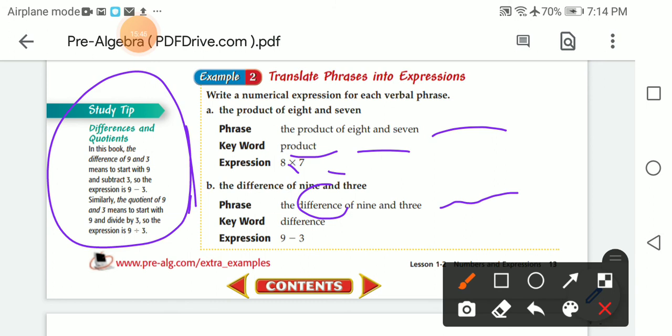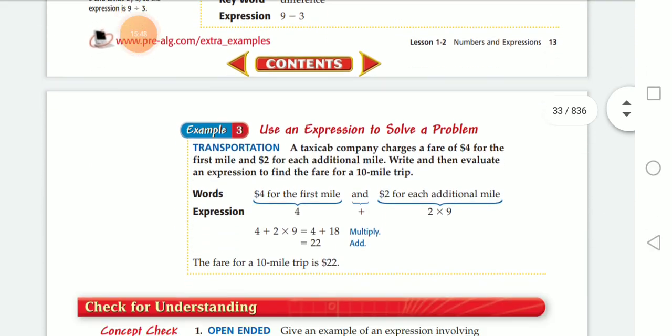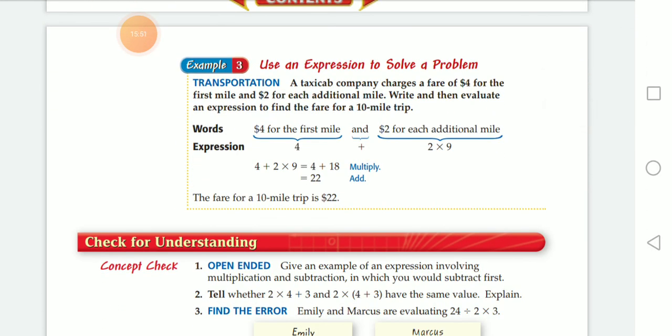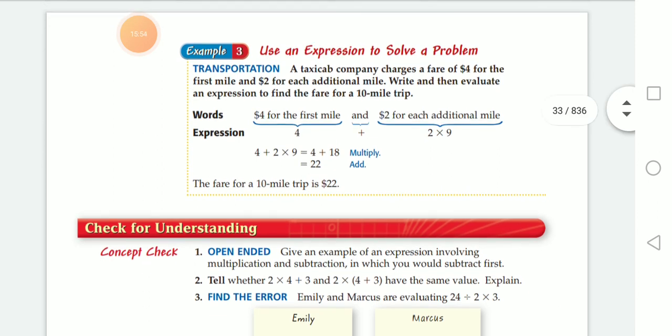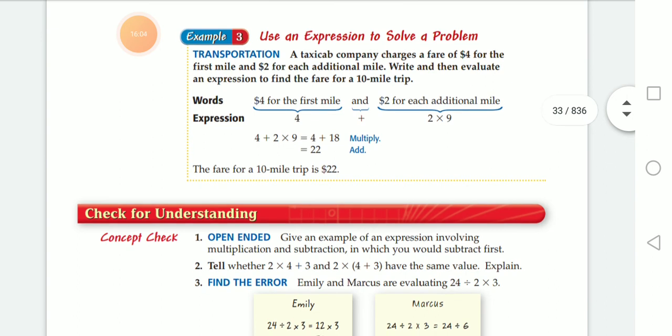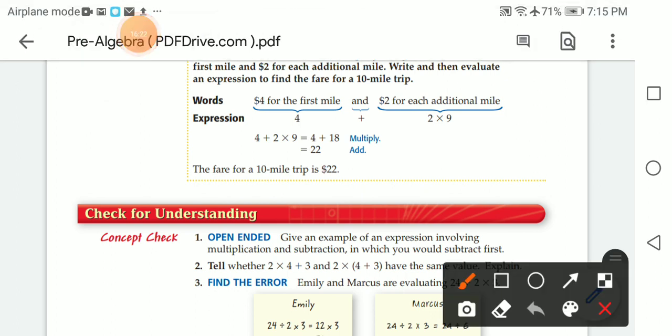Okay, let's see. So, example 3. Use an expression to solve a problem. Transportation. A taxi cab company charges a fare of $4 for the first mile and $2 for each additional mile. Write and evaluate an expression to find the fare for a 10-mile trip. You can use this in real life when you are driving Uber or something like this. It's very important to know how to calculate your fare.